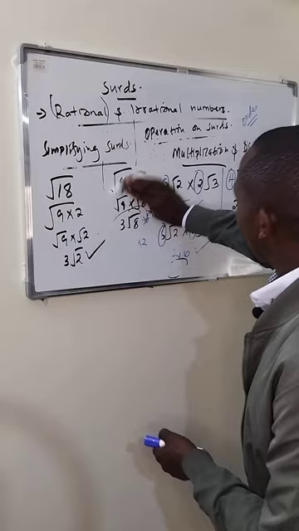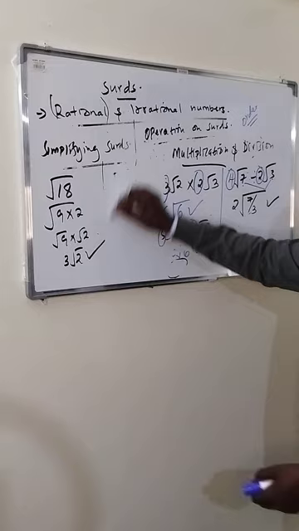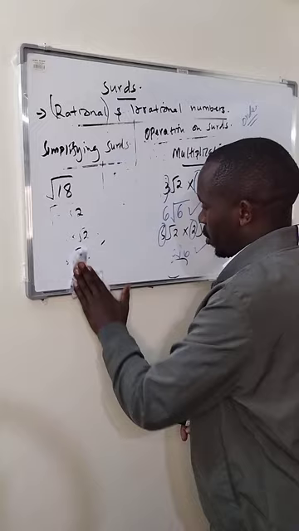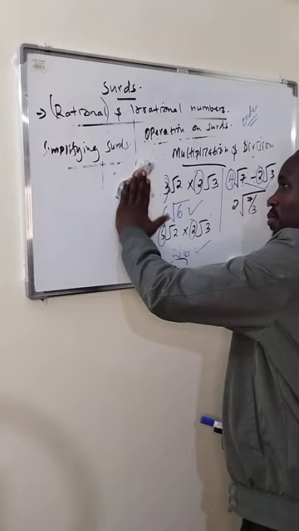So you will also try this one. Surds 108, simplify that and see whatever answer you're going to end up with. So the other example you can try is surds 108. And that is generally what simplification of surds is all about. So with that, we can now proceed to something else, still in simplification of surds, but in this case, we are going to simplify surds by rationalizing the denominator.